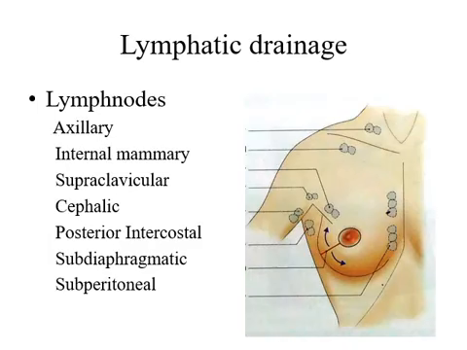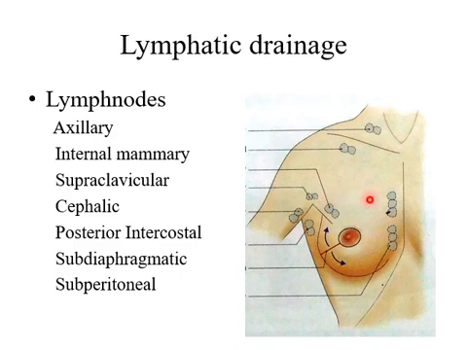Now, which are the lymph nodes present close to the mammary gland? These are the axillary lymph nodes. The axillary lymph nodes are the most important lymph nodes in case of the mammary gland. These are present in the axilla, and there are 5 sets of axillary lymph nodes: the anterior, the posterior, the lateral, the central, and the apical lymph nodes.